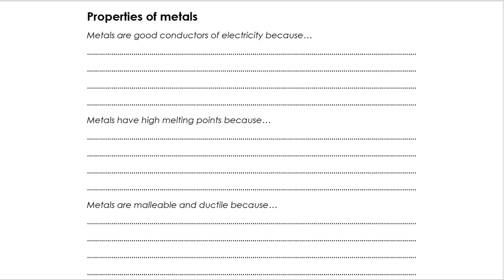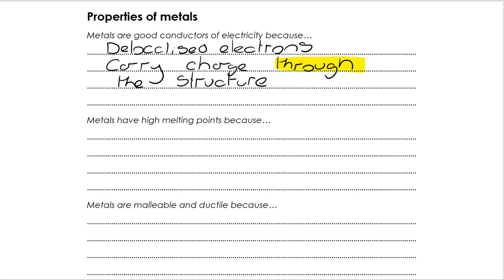So, metals are good conductors of electricity. Why is that? Well, it starts with the fact that we have delocalized electrons. And it's what they can do. They can carry charge through the structure. Now, you'll notice that I've highlighted the word through there. That is quite important. It gives an indication of direction of travel once a current has been applied.